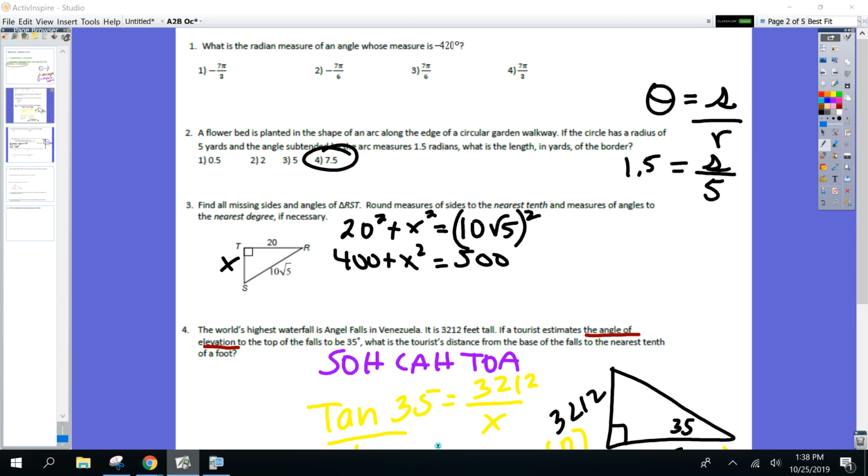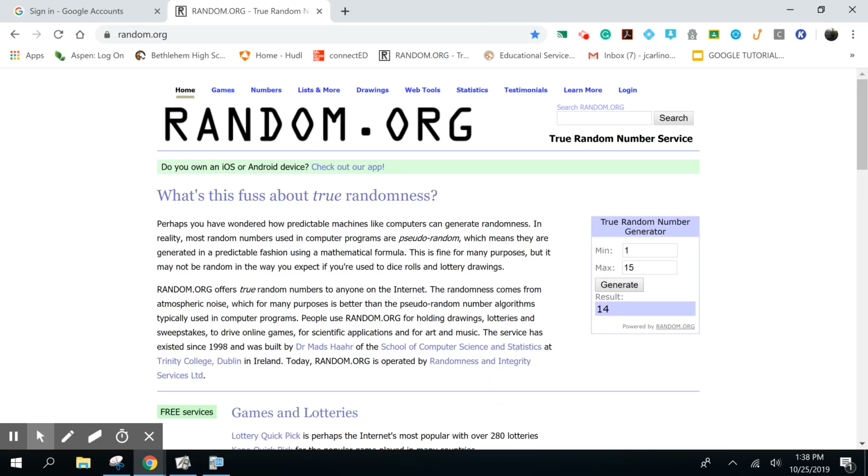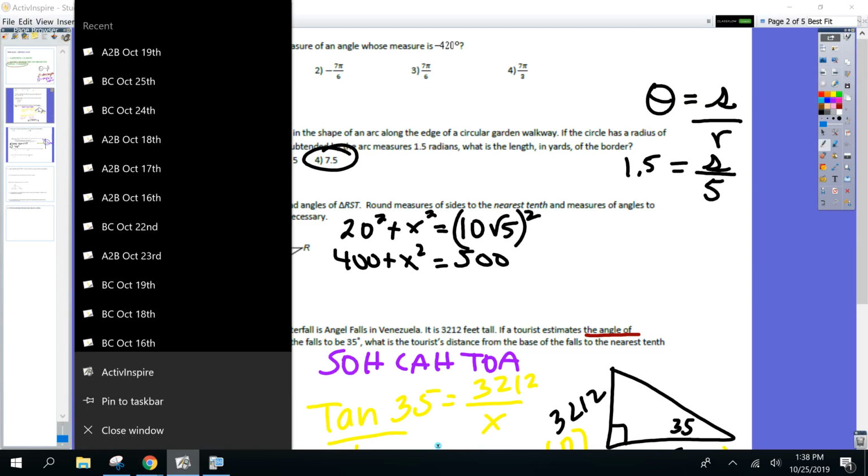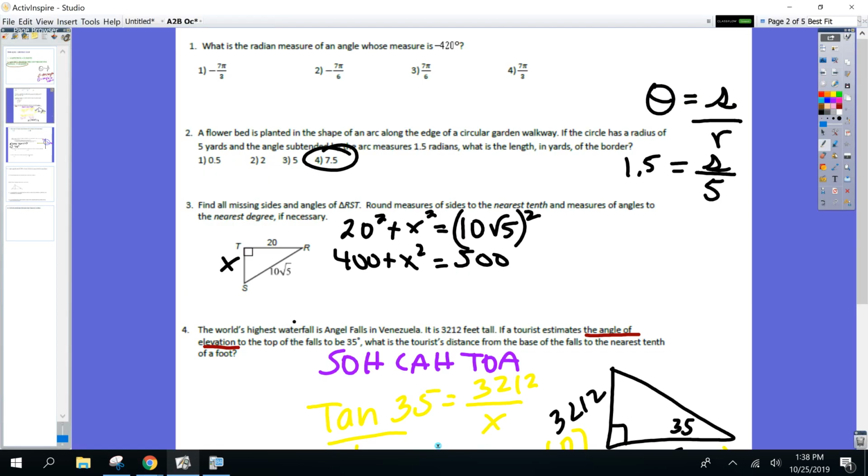All right, what's your next move to get x by itself? Let's hear from 14. I want to get x by itself. Subtract what? Okay, what do you get? X squared equals? Okay, what's that side length? X equals? You got x squared equals 100? 10. Good, there we go. X is 10.